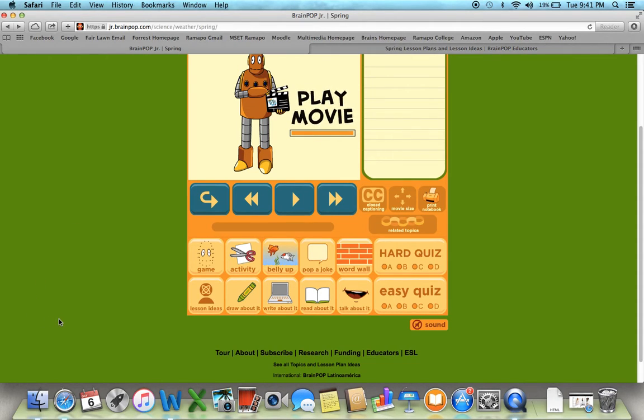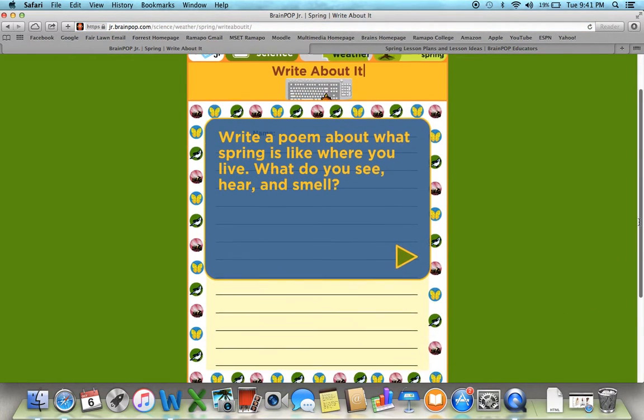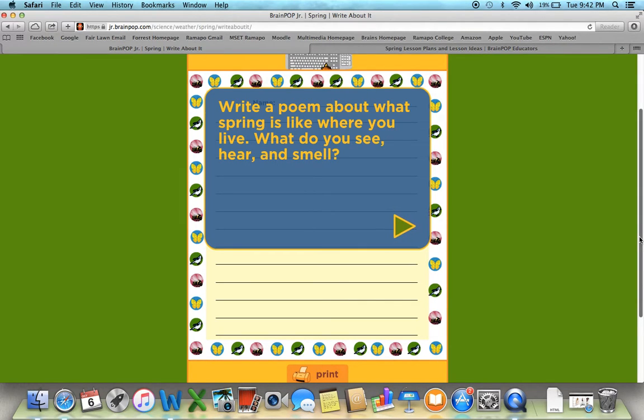There's one more piece I'd like to tell you about, which is called Write About It. These are writing prompts that you can give the students to independently work on, but I usually pose the questions to the class and we discuss them whole group since kindergarten students can't always write down what they're thinking. For example, this would be: write a poem about what spring is like where you live. What do you see, hear, and smell? This would be a great whole group discussion.